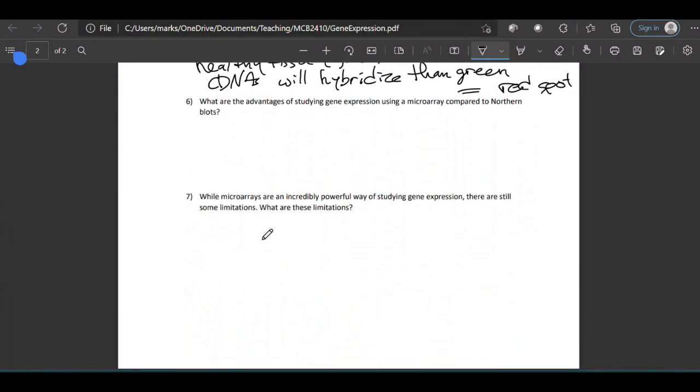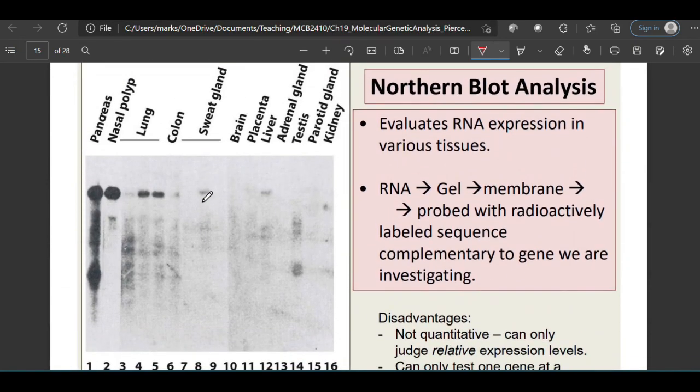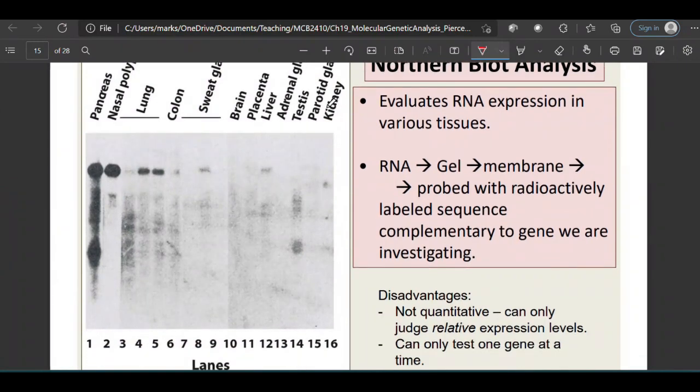All right, so these are just a couple conceptual questions about this stuff. What are the advantages of studying gene expression using a microarray compared to a northern blot? So I showed you a northern blot here. Remember, in a northern blot we take RNA from each of these tissue types, and this is one of the times that we're actually using RNA rather than converting it to cDNA. We run the RNA through a gel, and then through this process, that's why it's called a blot, we transfer that RNA to a membrane, and now we can probe that membrane for a particular sequence. The way we do that is we make a radioactive probe for whatever sequence we're interested in. In this case, this is taken from cystic fibrosis, looking at the CFTR gene.